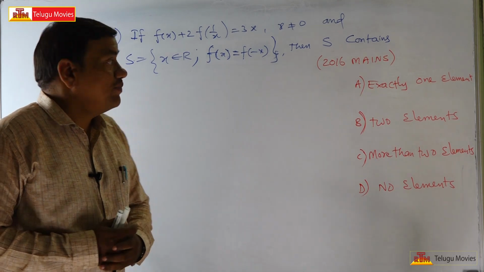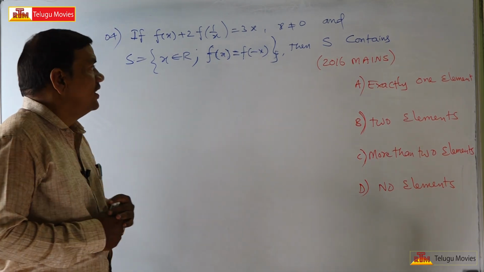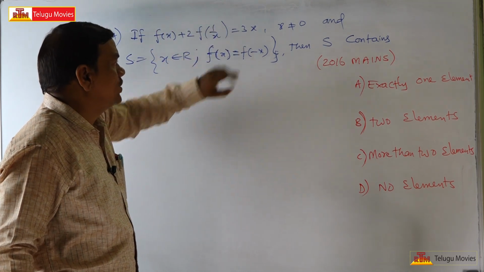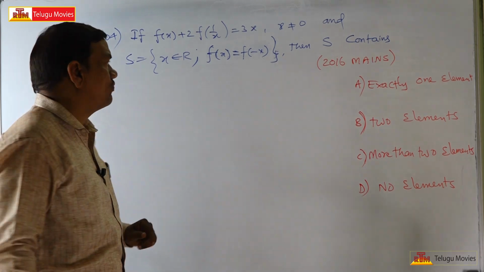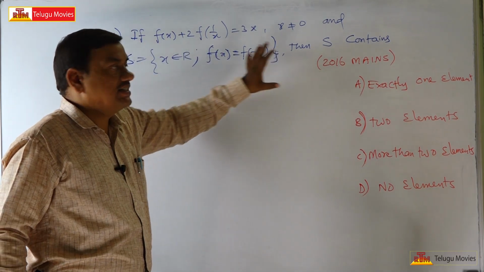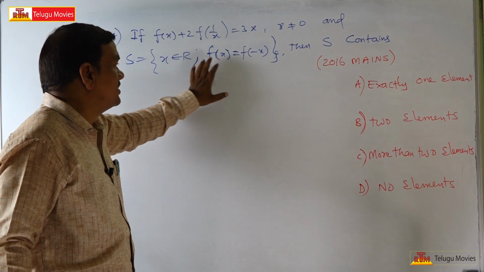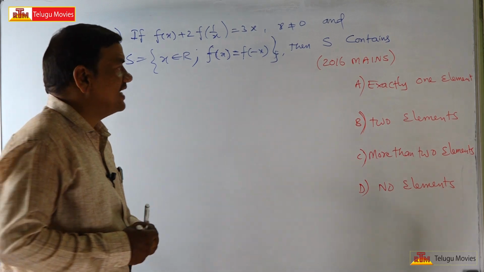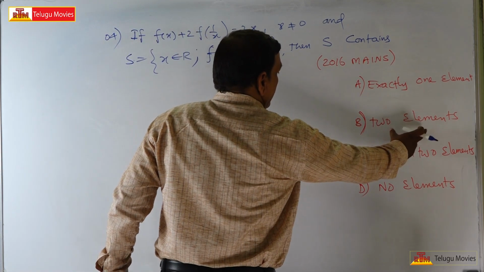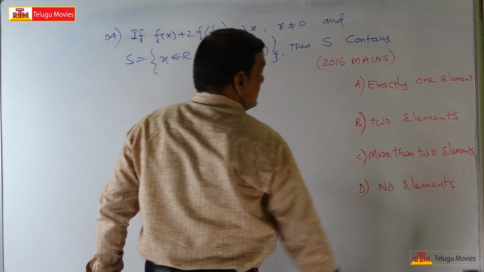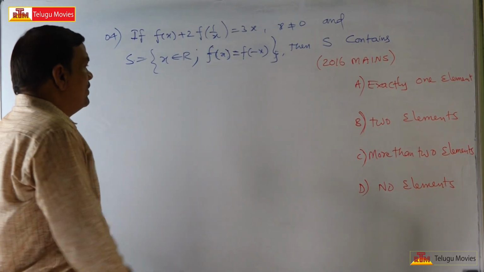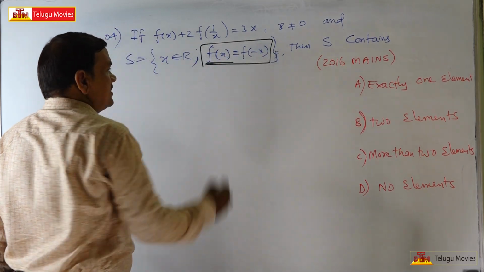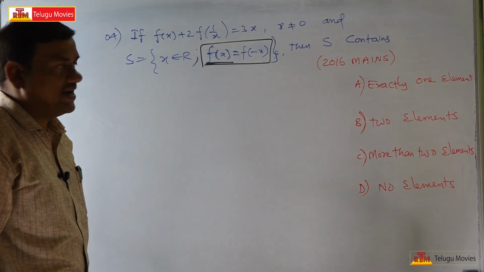Dear students, welcome to the fourth problem. It is given that f of x plus 2 times f of 1 upon x is equal to 3x, where x is not equal to 0, of course, and S is a set such that it contains all real numbers such that f of x is equal to f of minus x. Then S contains what? Exactly one element, two elements, more than two elements, or no element. Now that means on the whole you have to find out a function f of x such that f of x is equal to f of minus x.